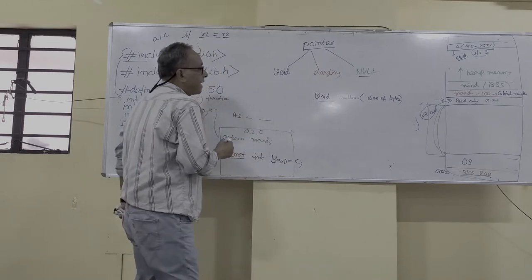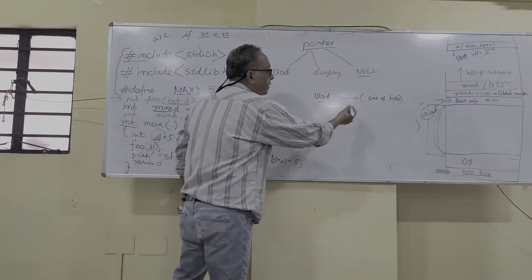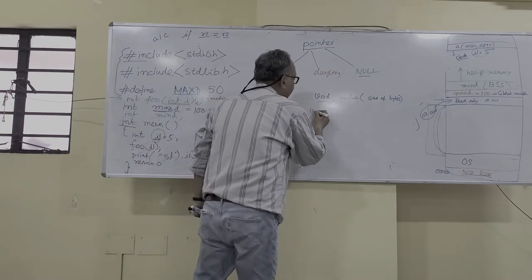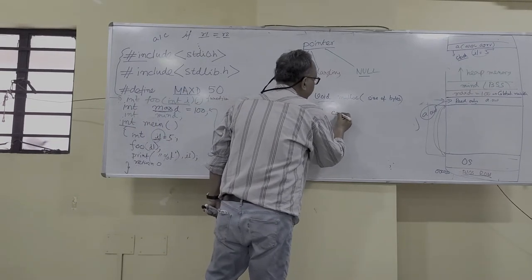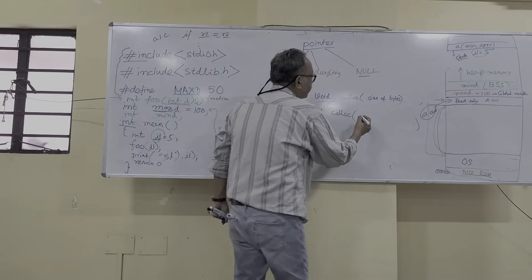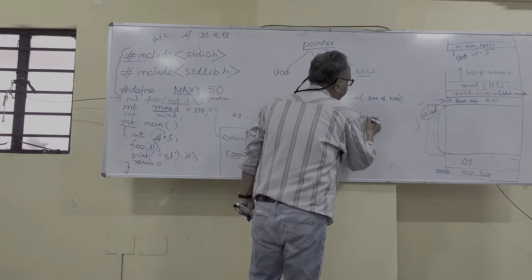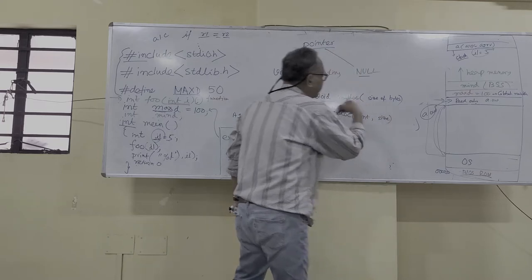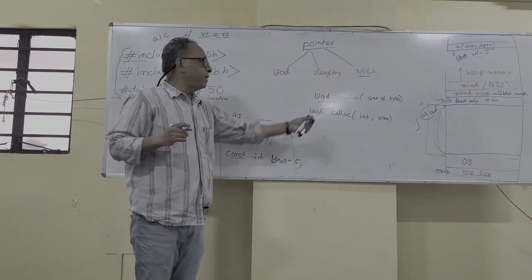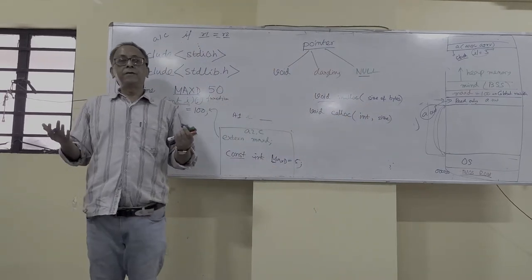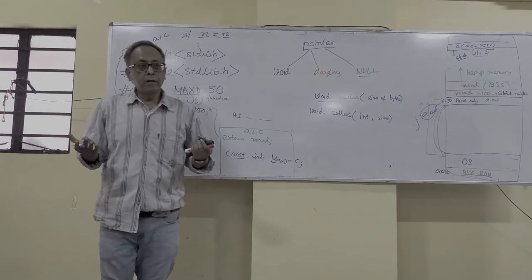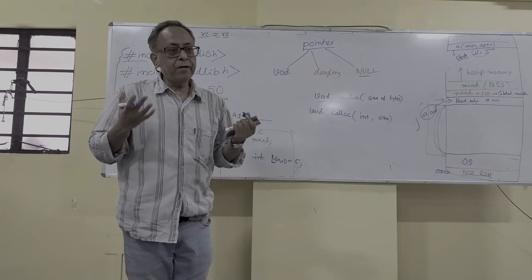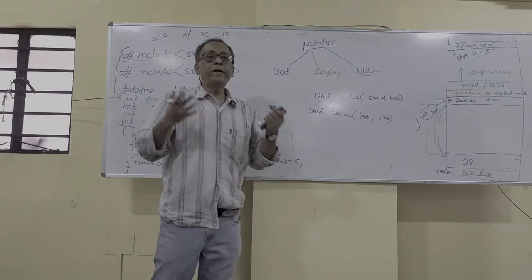Like I can say malloc, whenever you are asking for some bytes, or if you take calloc, I have to say the integer type and size. So what is the difference between malloc and calloc? Can anybody tell me what calloc is? When do I go for malloc, and when do I go for calloc?